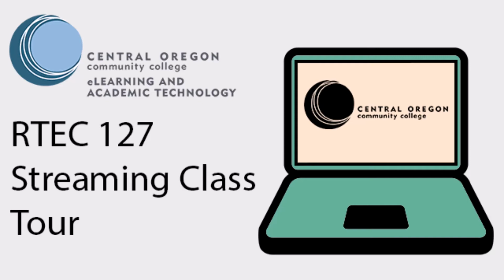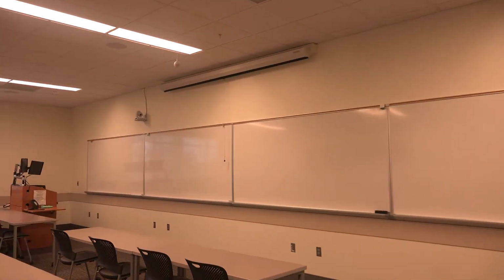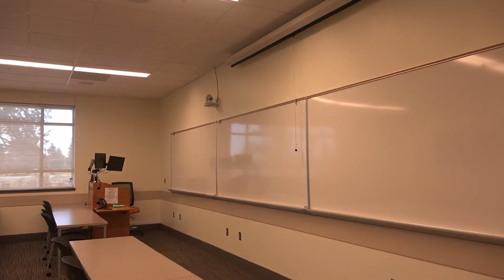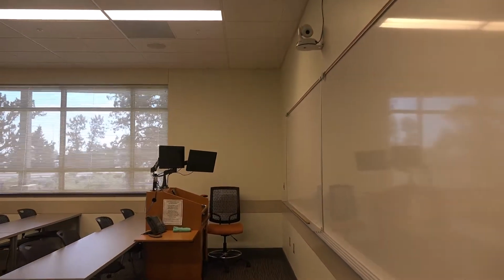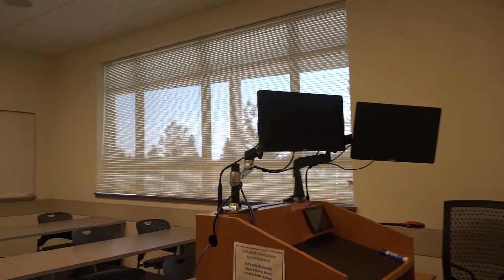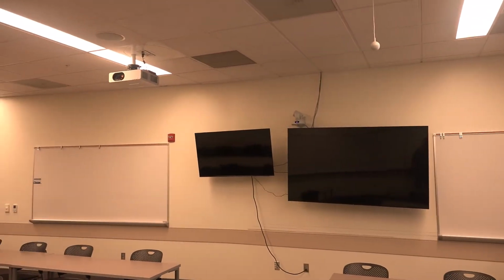Welcome to Redmond 127, located in the Technical Education Center on the Redmond campus. This room is equipped with two TV monitors, two computer monitors, and two cameras, making it perfect for either streaming or receiving a streaming class. Let's take a look at how to use the equipment in this room.